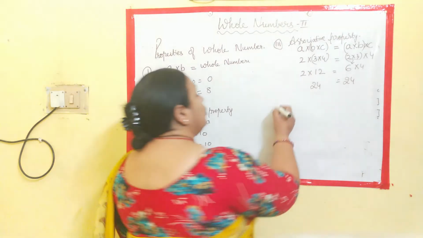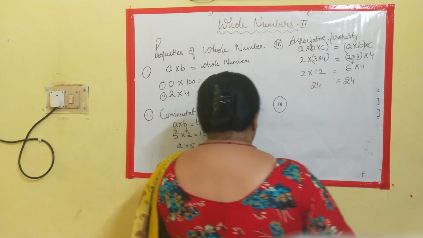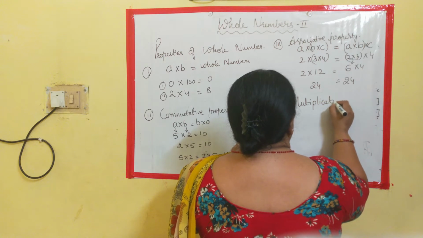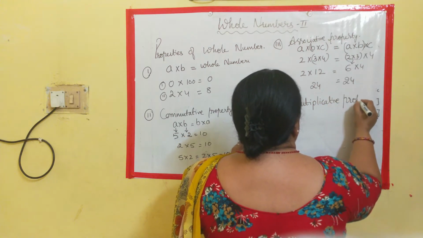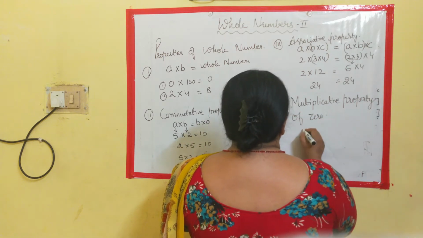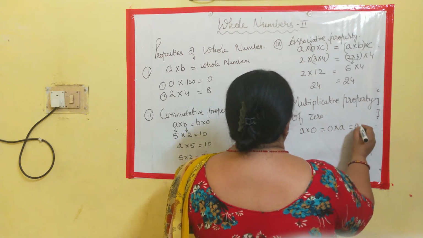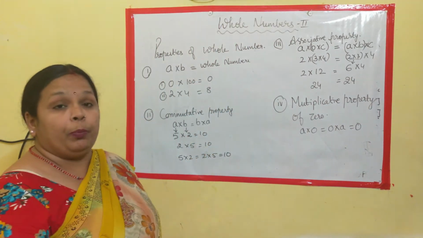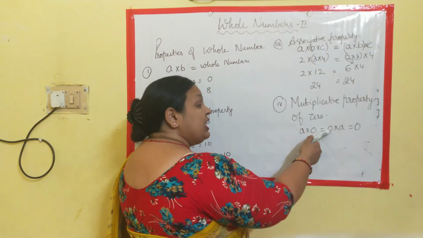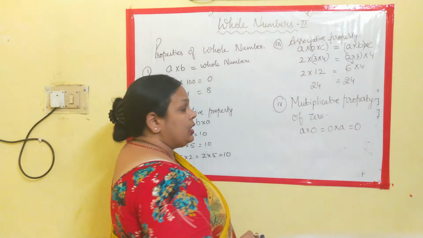Now coming to the fourth property, it is the multiplicative property of 0, which says A into 0 and 0 into A will give you 0. That means if a whole number is multiplied by 0, or 0 is multiplied by a whole number, you are going to get 0 as the answer.